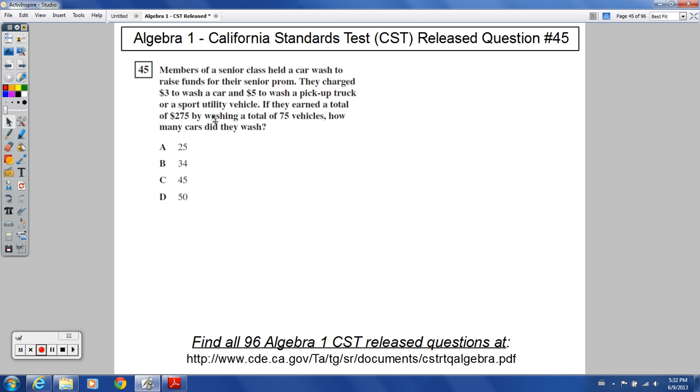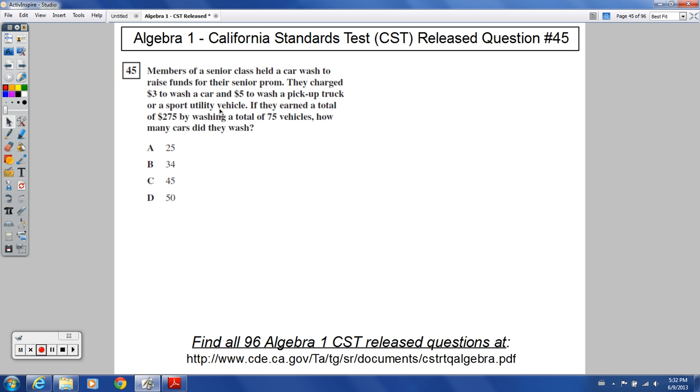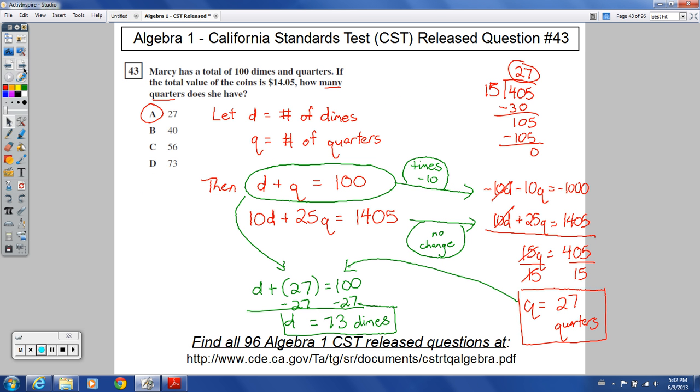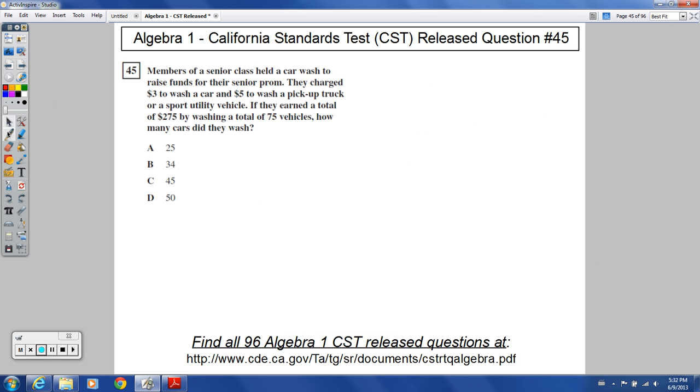This one is very similar to that quarters and dimes problem we did. I think that was just 2 questions ago. Yes, that was number 43 here. We're going to use a similar sort of methodology to figure this one out.